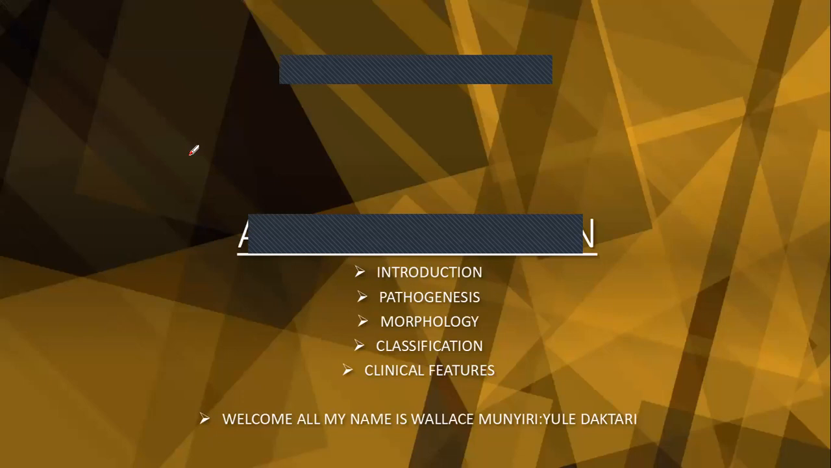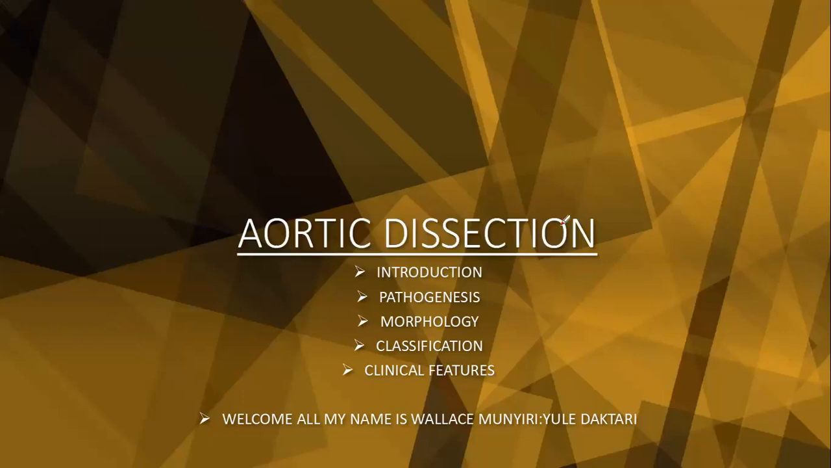In today's session, we'll be discussing aortic dissection. We first have an introduction, look at the pathogenesis, morphology, classification, then look at the clinical features.